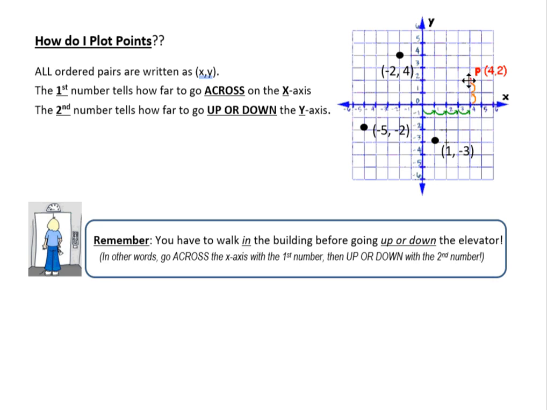And that's where the letter P is. Now, if I want to plot this dot, I want to start at the origin. And the x is negative 2, so I want to go left 2. And then the y is positive, so I go up 4.